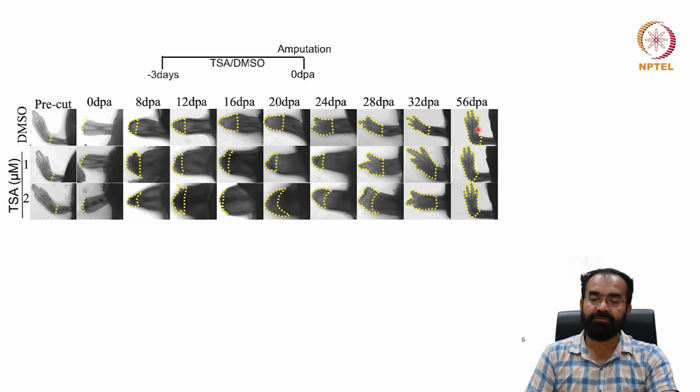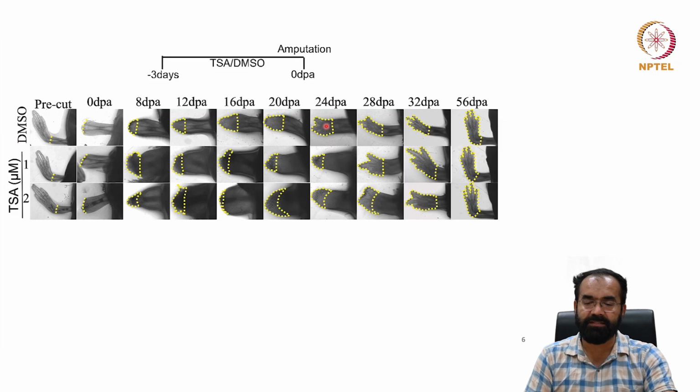What you are seeing is that by 56 days, the limb is somewhat similar to that of the pre-cut scenario. But when you put in two different concentrations of TSA, one is 1 micromolar, another is 2 micromolar, you see the blastema formed is very slow and eventually it forms. And the same with the 2 micromolar also, blastema formation is slow and eventually it forms.